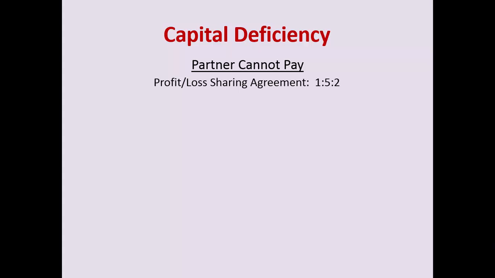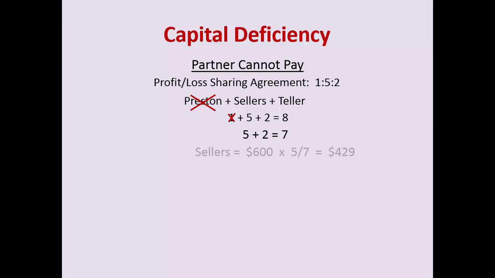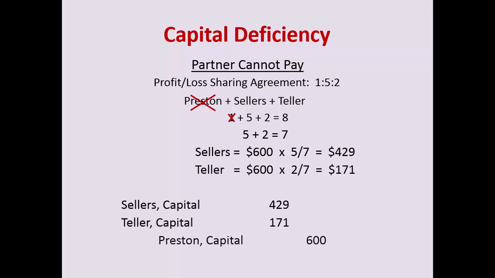So that means someone has to absorb the loss. So the initial agreement, 1, 5, and 2, only Preston cannot pay. Treat it just like you did with the withdrawing partner. Get rid of that ratio. Now you have 5 plus 2. So of that $600 loss, the other two partners will absorb this on the books.